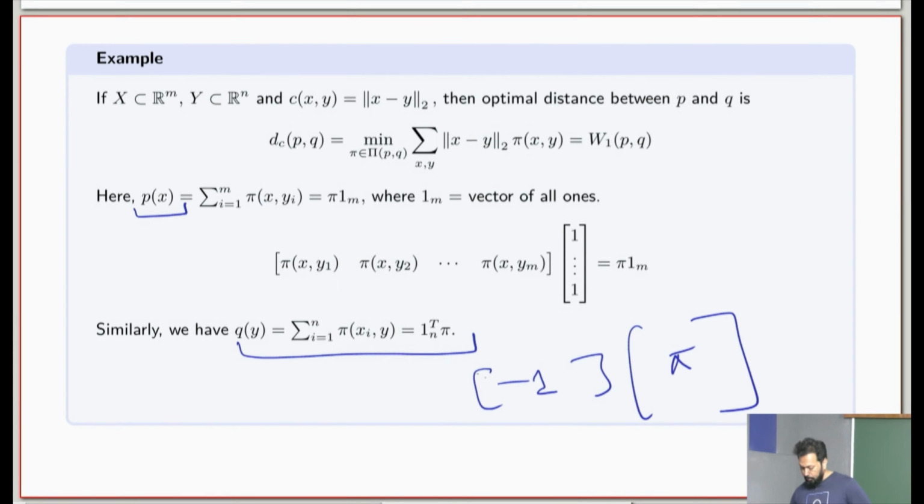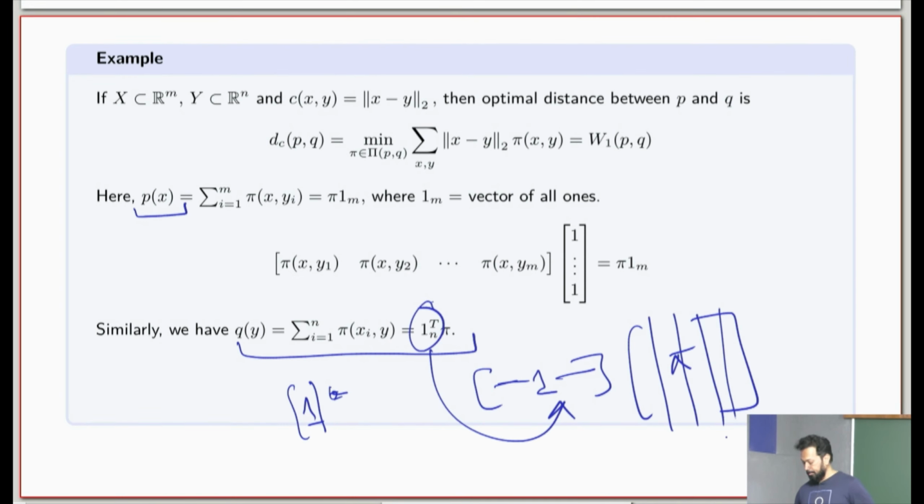So this is like 1 transpose. In general we see vectors always as column vectors. Okay. So by convention we always see all vectors as column vectors. So in this case we want a row, so we did a transpose. So then it becomes like this. And then if I multiply this vector of all ones from the left to a matrix, then obviously it will do the sum across the rows.